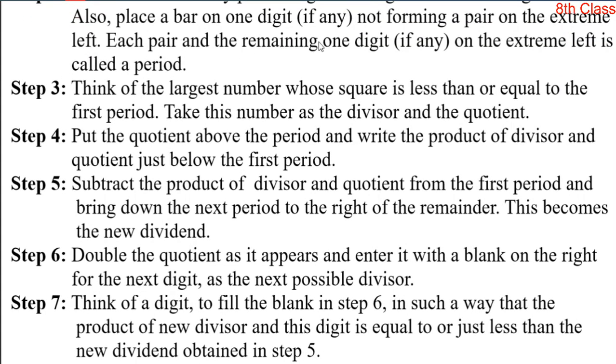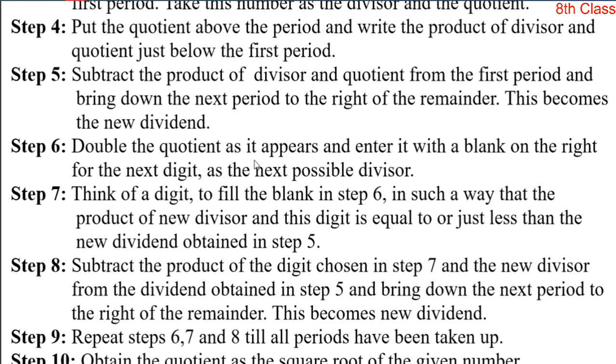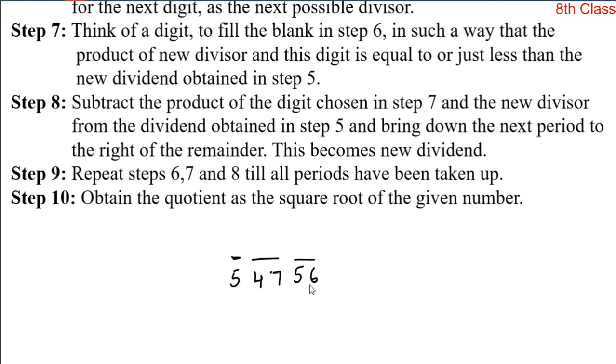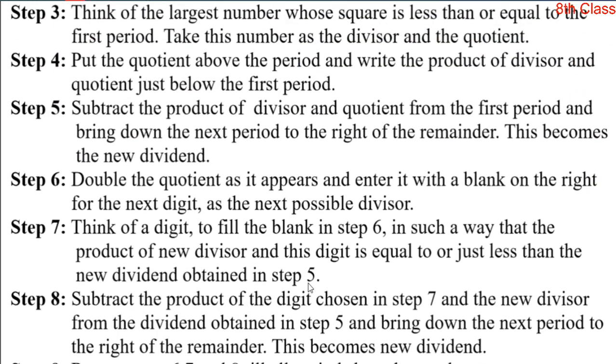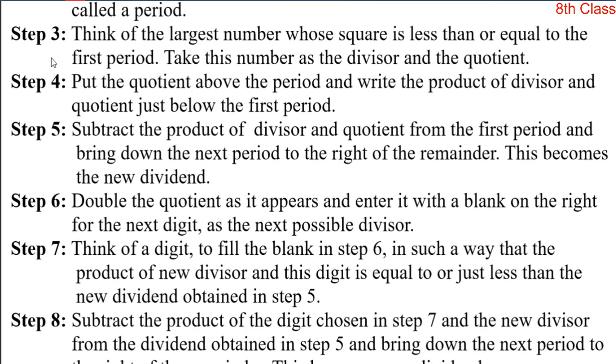Each pair and the remaining one digit on the extreme left is called a period. That means these pairs of digits we call a period. This is the first period. On the extreme left we have only one digit now, and that one digit we also call a period. This is the first period, this is the second period, and this is the third period. Each pair of digits we call a period.